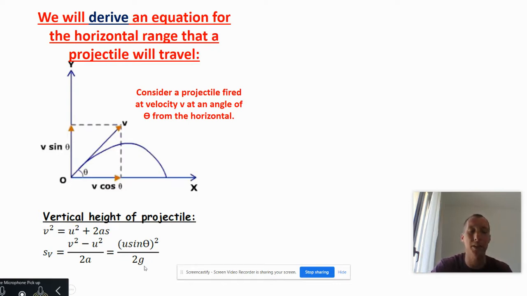So this is my expression that I can use anytime I want to find the vertical height of a projectile. And you've used it without even realizing when you've calculated these things in the past. Because you've used v squared equals u squared plus 2as, and you've resolved the velocity into its components. So actually, you've put the numbers into this even if you didn't realize you had.